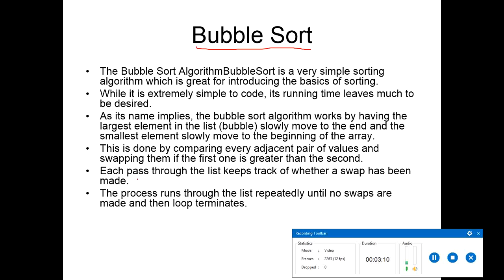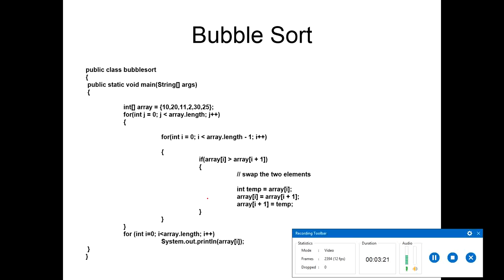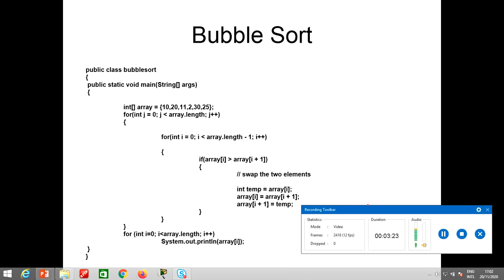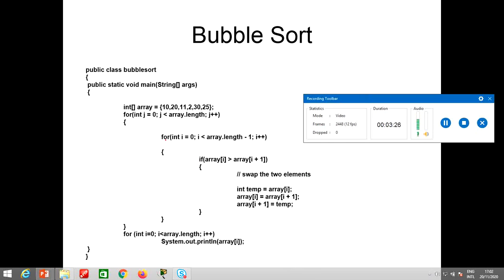Each pass through the list keeps track of whether a swap has been made or not, and the process runs through the list repeatedly until no swaps are made, and then the loop will terminate. Alright, so we have this coding, this is the code for the bubble sort algorithm. I'll take an example also.